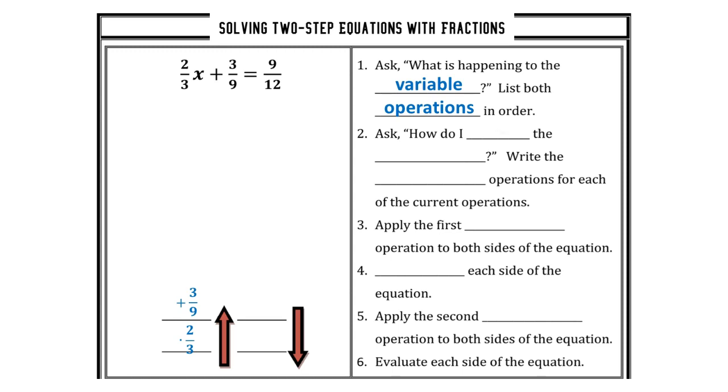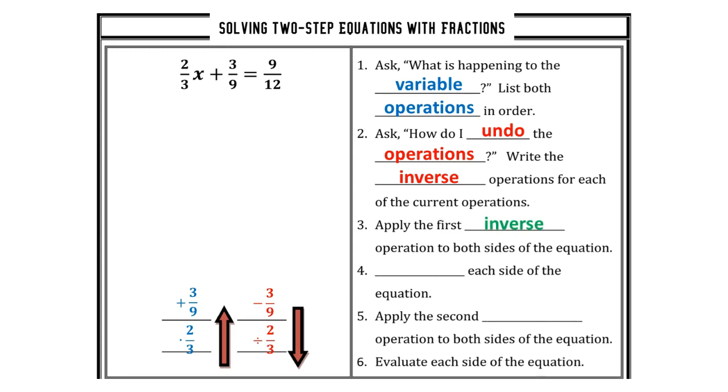Now I need to ask, how do I undo the operations? I write the inverse operations for each of the current operations. The inverse of addition of 3/9 is subtraction of 3/9. The inverse of times 2/3, I'm going to divide by 2/3. Now I have a list of the current operations in order and the inverse operations in the inverse order. So I'm going to subtract 3/9 and then divide by 2/3.